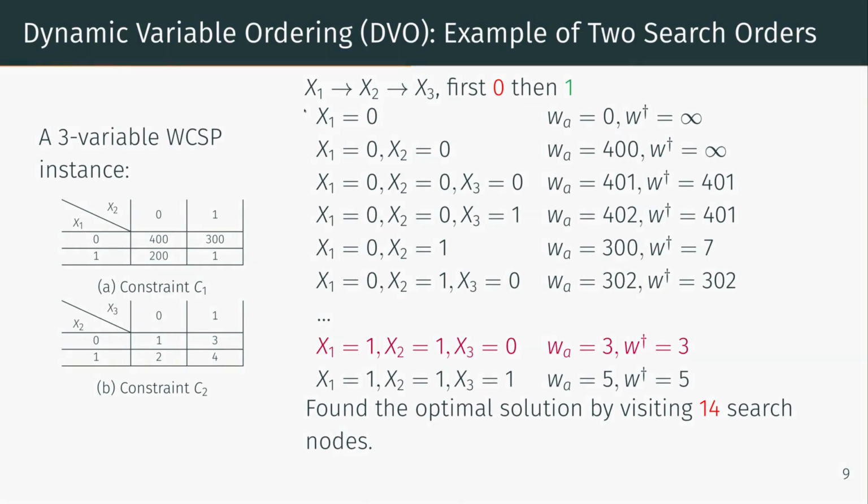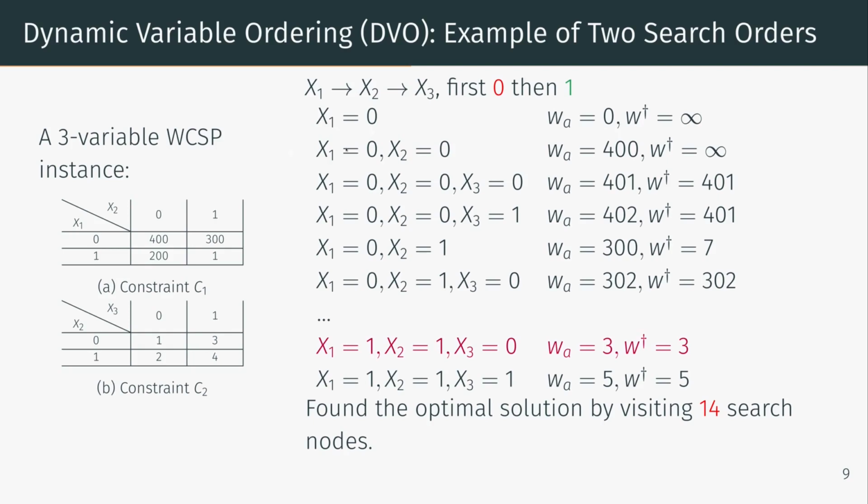Let's consider this search order, x1, x2, and x3. And we always assign 0 first, then assign value 1. The first search node is x1 equals 0. At this search node, since there's no unary constraint, there's no constraint between all assigned variables, which is x1 alone. So we have WA equals 0. And because we haven't reached a complete assignment yet, we have W dagger equals infinity.